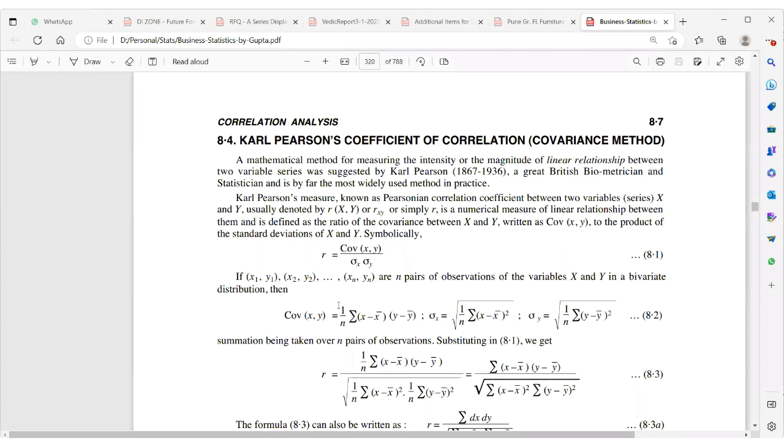Come to this Karl Pearson coefficient of correlation. This is an important method. In general, the formula for r, I already told you that it is denoted by a small r. So the value of r is covariance of x and y upon standard deviation of x upon standard deviation of y, right?